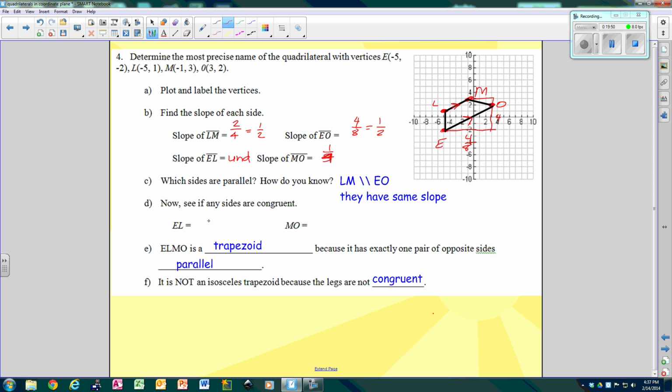Okay. Now see if these two sides are congruent. So EL has a length of 1, 2, 3. So EL is 3. MO, remember we rise 1, run 4. So that's going to be 1 squared plus 4 squared. So see, once you do slope, you actually are doing Pythagorean theorem at the same time. 1 plus 16, take the square root. So MO is the square root of 17. So obviously 3 and the square root of 17 are not the same number. So now we know that ELMO is a trapezoid because it has exactly one pair of opposite sides that are parallel. It is not isosceles because our legs are not congruent.